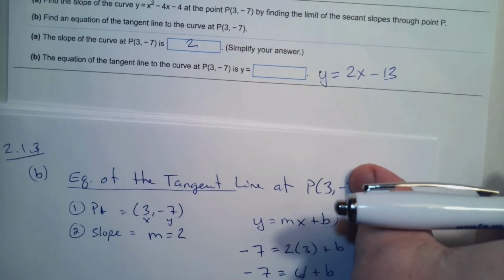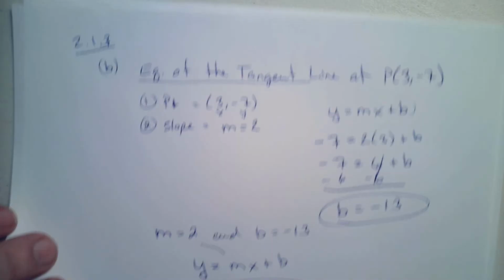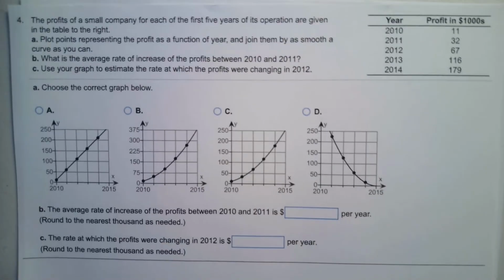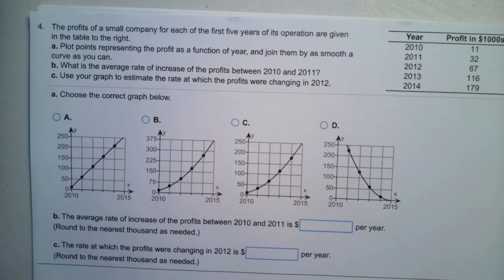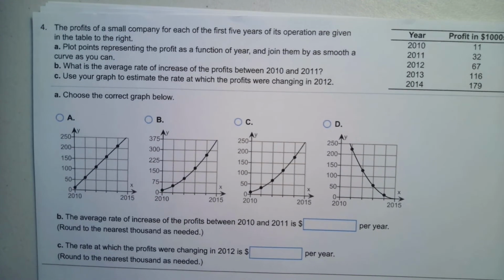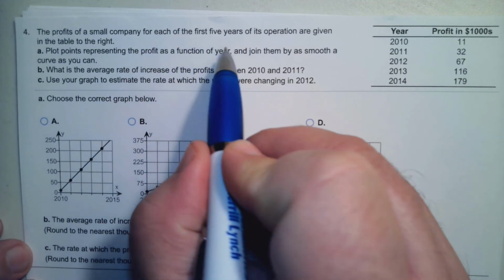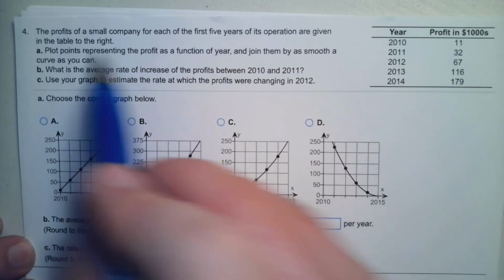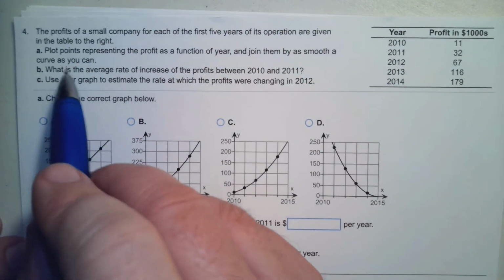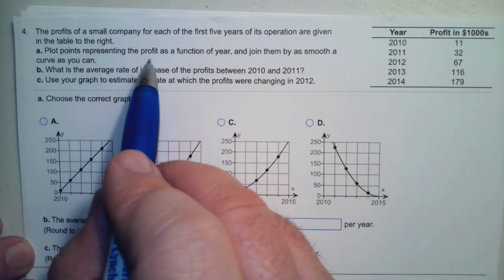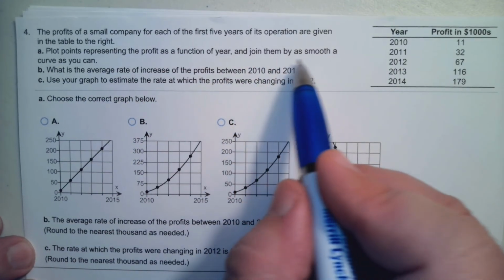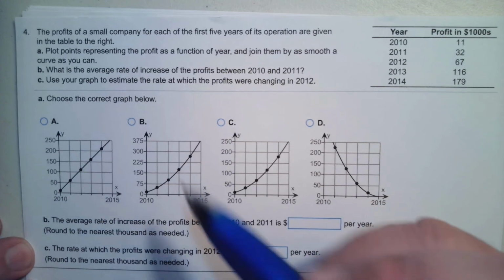Right. So that does it for page 1. Now we have the next one. Question number 4. Let's see what this says. The profits of a small company for each of the first 5 years of its operations are given in the table to the right. Plot points representing the profit as a function of years and join them with as smooth a curve as you can.